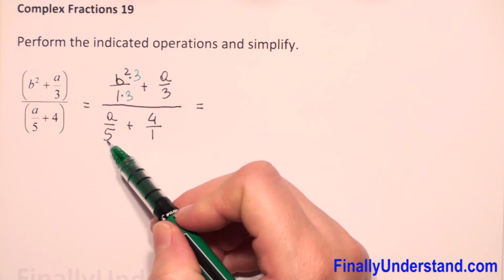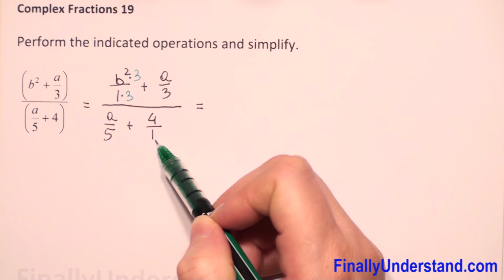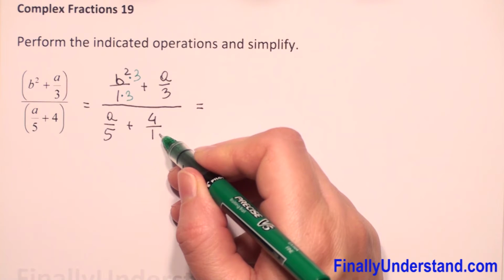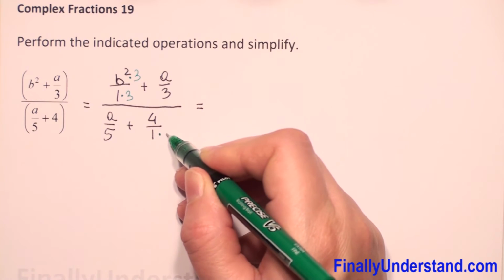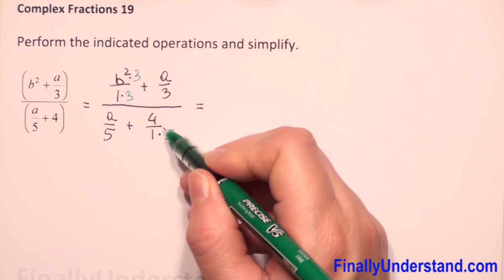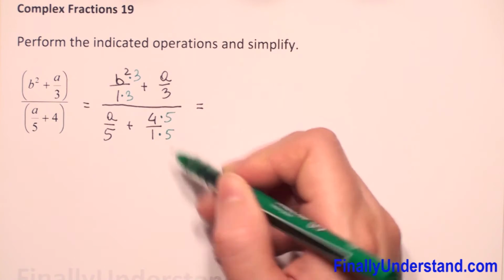And in the denominator we have 5 and 1. So the least common denominator for 5 and 1 is 5. So I need to multiply 1 times 5 to get 5. Whatever I did in the denominator, I have to do the same with the numerator.